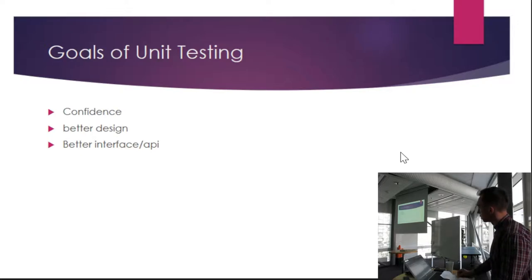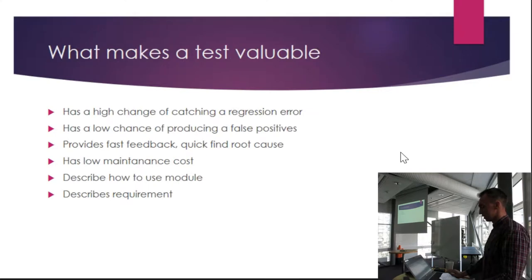The other thing, which is a little bit dangerous, is better design. Why is it better design? Because you need to identify each external dependency. Because of this, the code is loosely coupled. And the last thing is a better interface, API. When you develop code with unit testing, you are instantly a user of your code, so you are focusing on its API, on its interface, because you are the first user of this code. So it's also very good. So it's also a goal of unit testing.